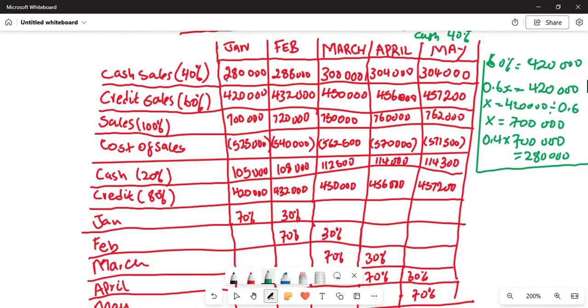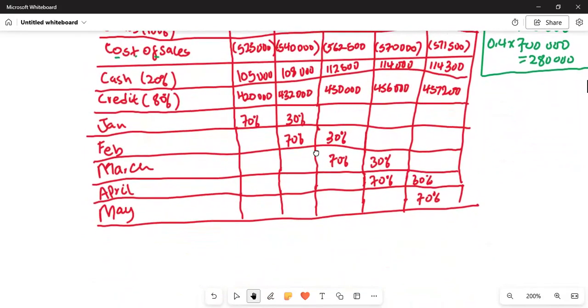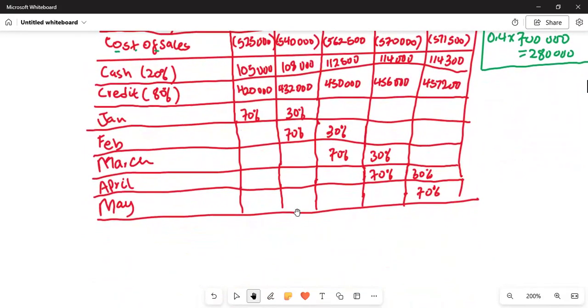So now we are coming to the cost of sales and trying to find out how we got to 525,000. That is very important. We are trying to find out the cost of sales.